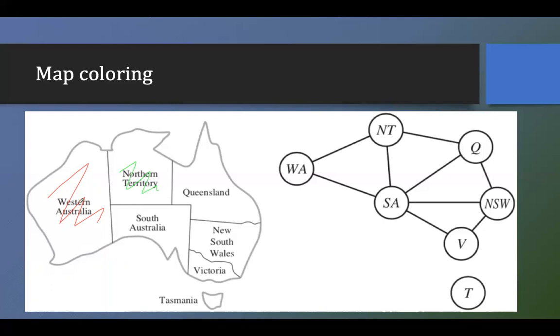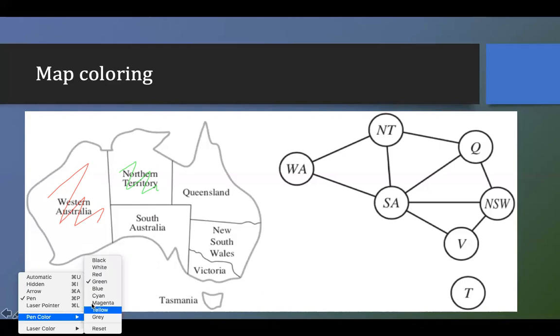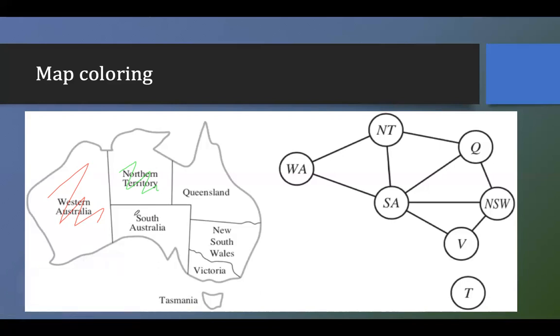Now if we see, we have done with red, we have done with green. So which color do we have to put here? Definitely we have to put a different color here. So let's say we are putting blue. So you can see that all the adjacent cities will have different colors. This is called the map coloring problem that we have to solve.